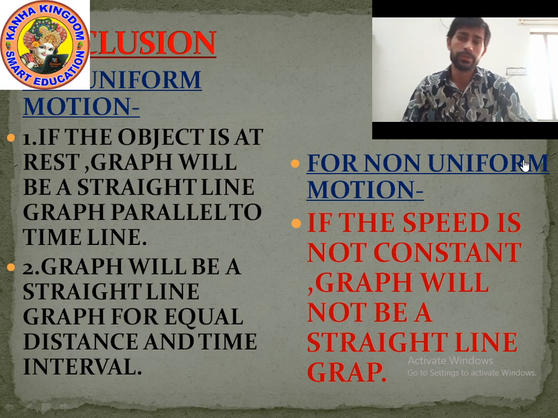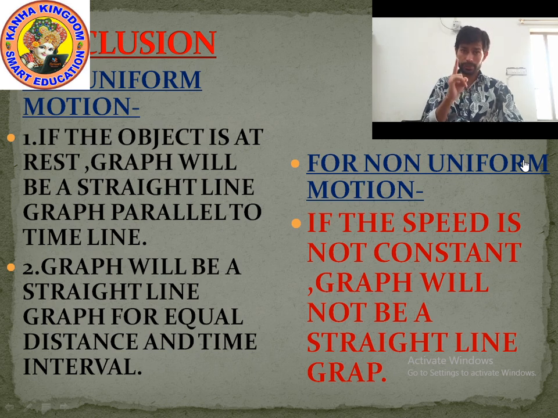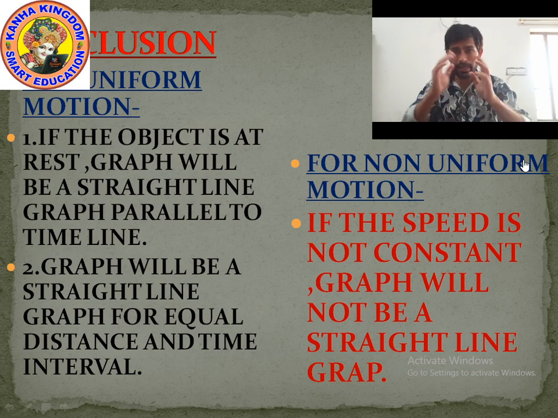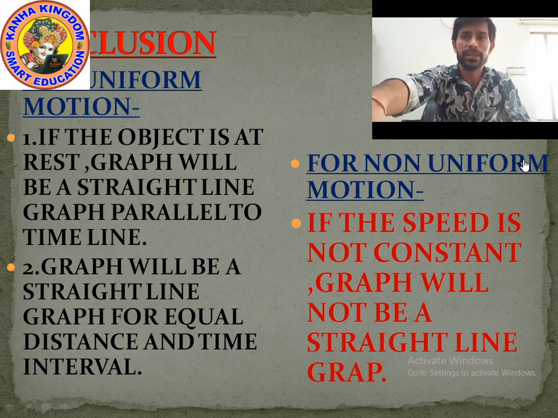Okay, so these are 3 graphs. Point number 1, if the object is at rest, the graph will be a straight line graph parallel to the timeline. Point number 2, the graph will be a straight line graph for equal distance and time interval. Point number 3, for non-uniform motion, if the speed is not constant, the graph will not be a straight line graph. I hope you understood. Now let's move on to the next point.